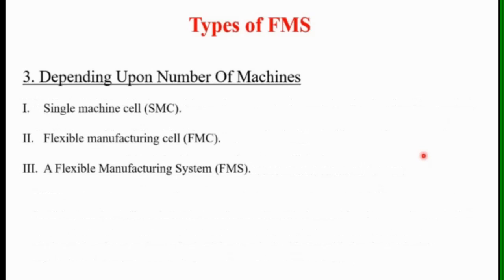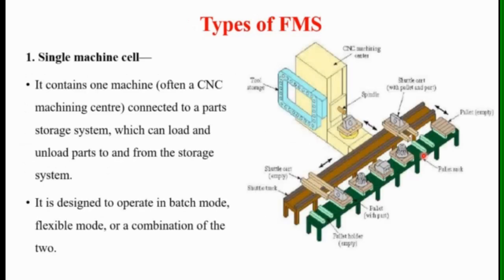The next type of flexible manufacturing system depends on the number of machines. Depending on the number of machines, there are three types: single machine cell, flexible manufacturing cell, and flexible manufacturing system. We will see them one by one. The first type is the single machine cell. Here we can see the layout of the single machine cell flexible manufacturing system. It consists of one machine connected to the part storage system, which can load and unload parts to and from the storage system. Here in this layout, we can see this component is loaded on this transport system.